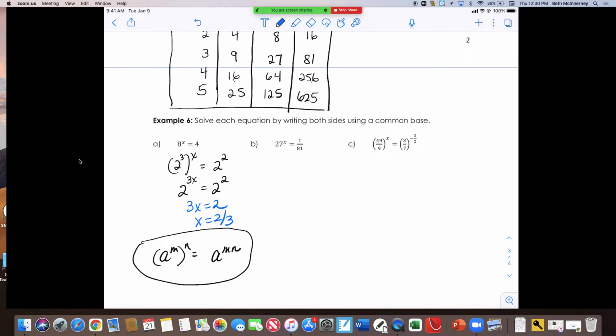All right, so the hardest part is coming up with how to rewrite them with the common base. So I want to pause a moment, and I want to let you try letter B. How can you rewrite 27, and how can you rewrite 81 so that they have the same base? Like some number to an exponent gives you 27, that same base to another exponent gives you 81. Look at the chart.